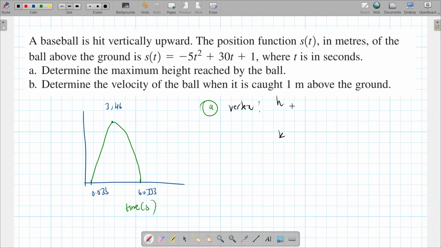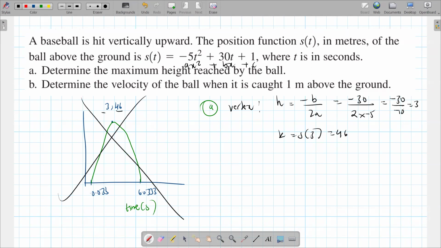Vertex has two components, h and k. H will always be minus b over 2a. This is in the form of ax squared. What's b? B is 30. So here minus b would be minus 30. 2 times a, so 2 times negative 5. Negative 30 over negative 10 equals 3. But we already knew that. I'm just showing you how they found these. K, you just want to plug that value right back in. So if you plug 3 in here, you will get 46. So that's how they got it. So the maximum height, even if we didn't have this plot, we can use this method to find it. It's 46 meters.